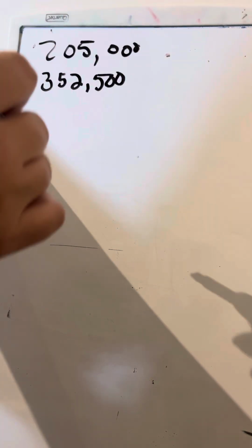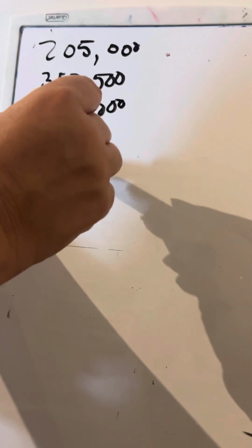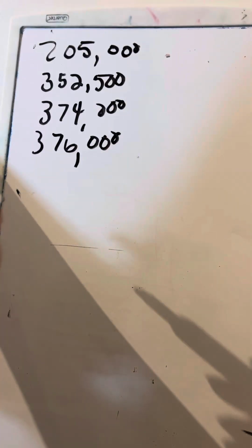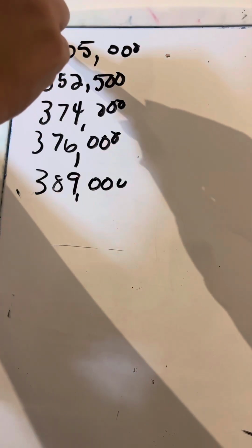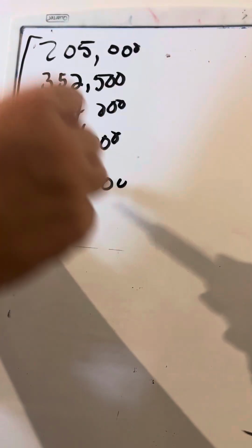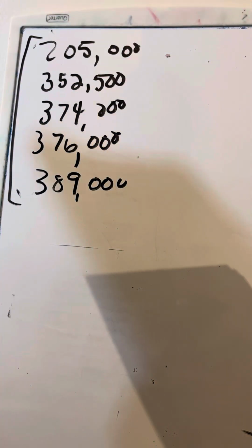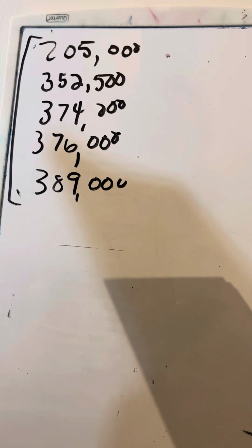So my first is going to be $205,000. My second is going to be $352,500. The third one is $374,000. Remember, I'm putting these in order from least to greatest. Then $376,000. And then my greatest is $389,000. So you can see I've listed these from least to greatest, because that's going to help us when we're doing our problem.